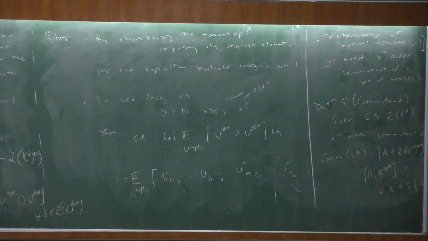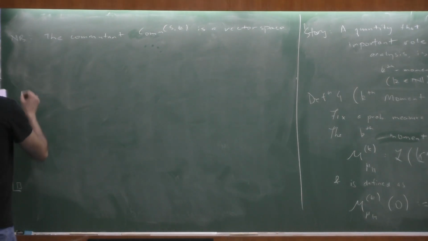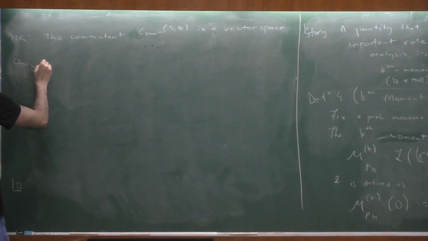Okay, so it's easy to see that it's a vector space, because you can take any two elements and they will also satisfy the same condition. Okay, good.